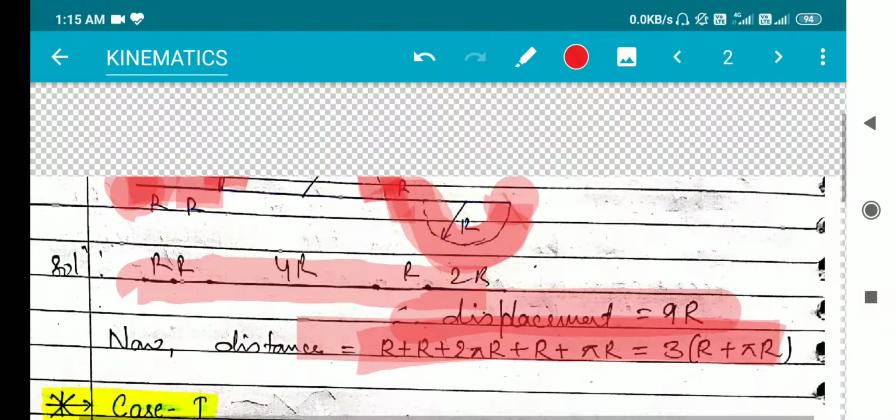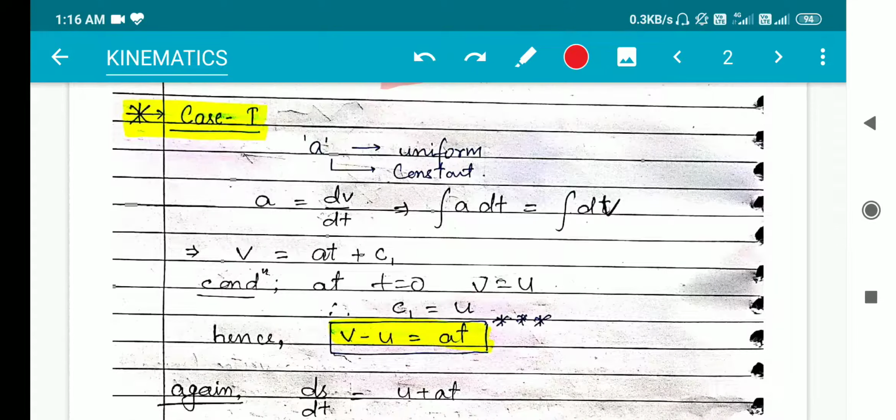That's it. Now I'm going to discuss some very important things, the cases. For case number one, I'm going to consider acceleration is uniform or constant. As we know, acceleration is the change of velocity with respect to time. So I have written acceleration as shown.